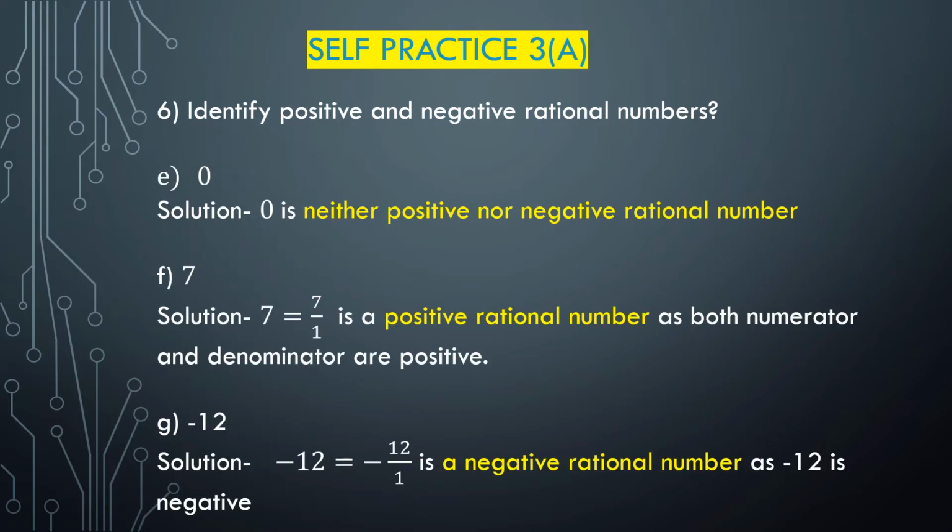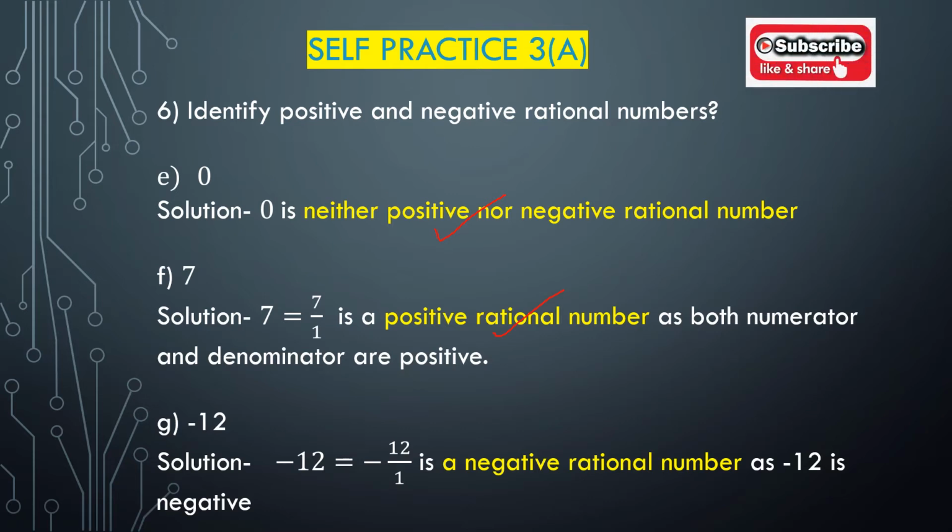Now we solve question number 6, bit E. 0. 0 is neither a positive nor a negative rational number. F. 7. We can write 7 as 7 divided by 1 and 7, numerator 7 and denominator 1 are both positive, so 7 divided by 1 or 7 is a positive rational number.